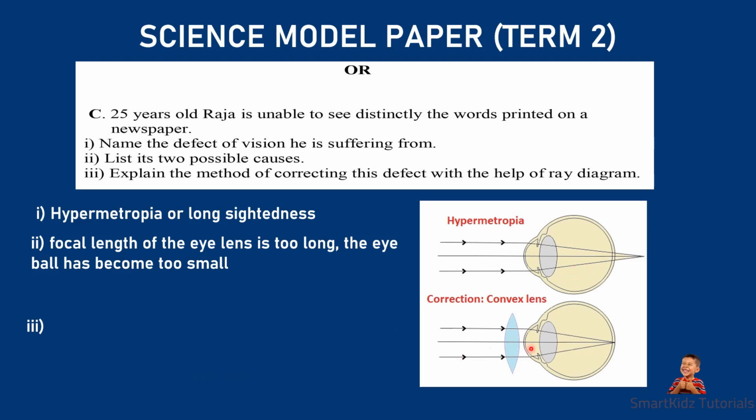And how is this defect corrected? By using convex lens like this. You see now the focus is at the retina. This is for 3 marks, and there's a choice. You can answer either this one or the one before that.